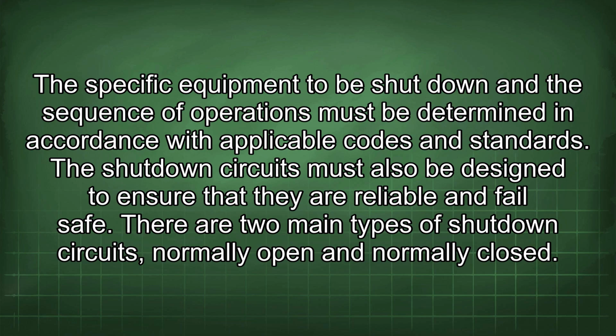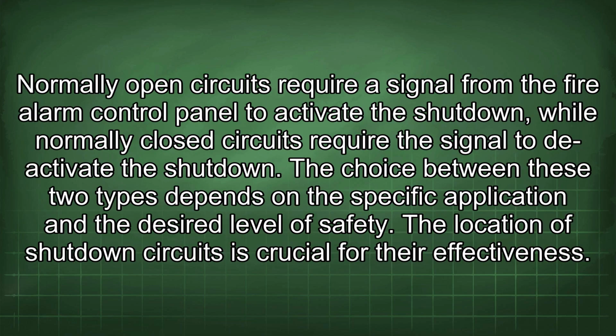There are two main types of shutdown circuits, normally open and normally closed. Normally open circuits require a signal from the fire alarm control panel to activate the shutdown, while normally closed circuits require a signal to deactivate the shutdown. The choice between these two types depends on the specific application and the desired level of safety.